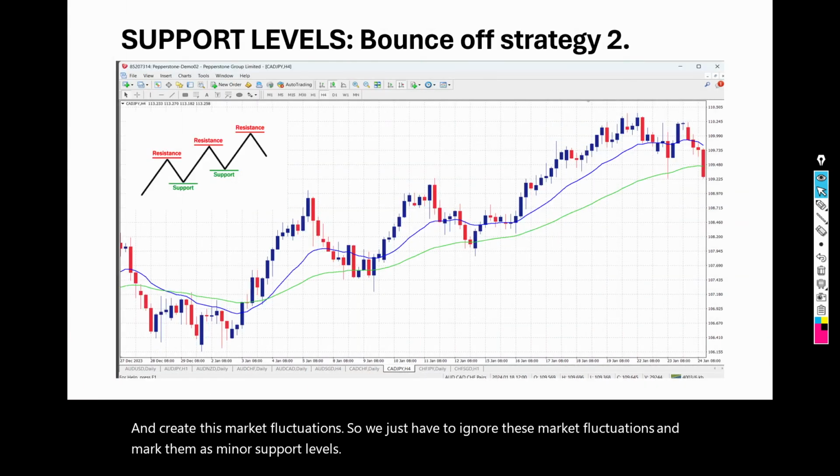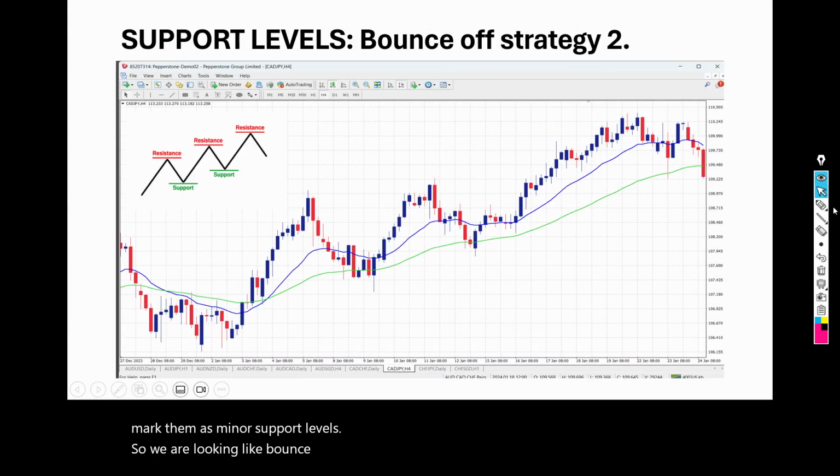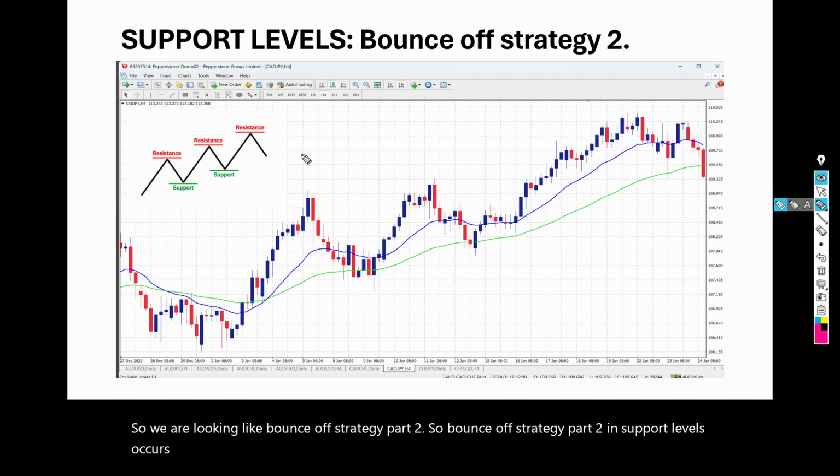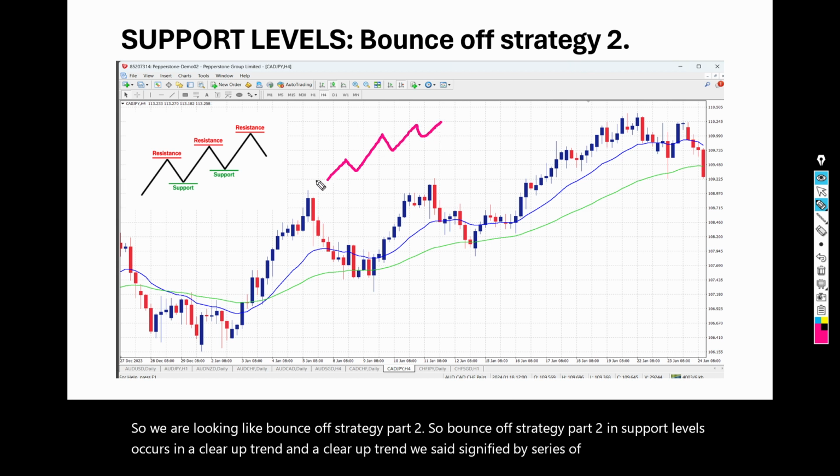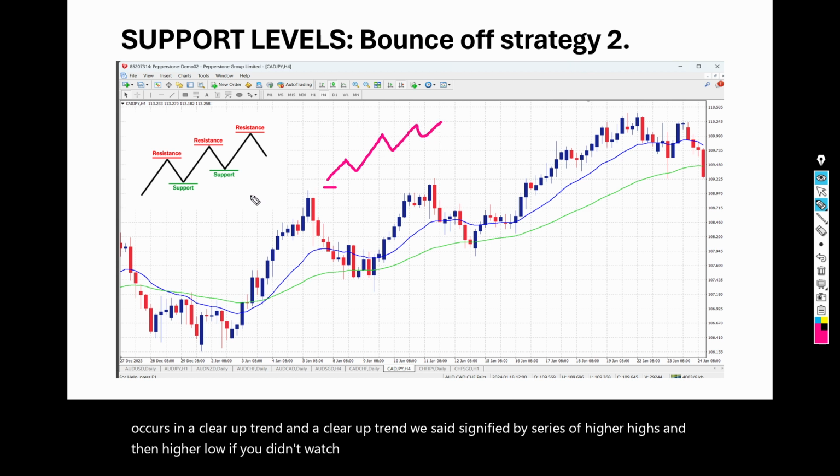So we are looking at bounce off strategy part 2. Bounce off strategy part 2 in support levels occurs in a clear uptrend, and a clear uptrend, we said, is signified by a series of higher highs and higher lows. If you didn't watch that video, I advise you to go back and watch it.